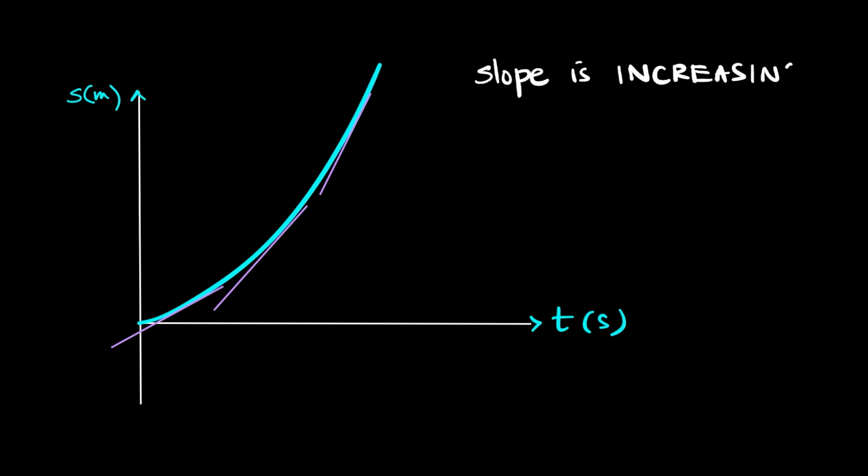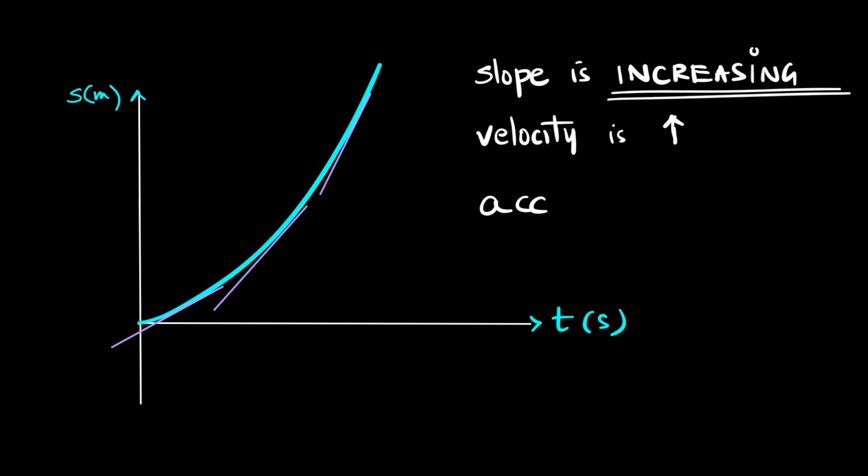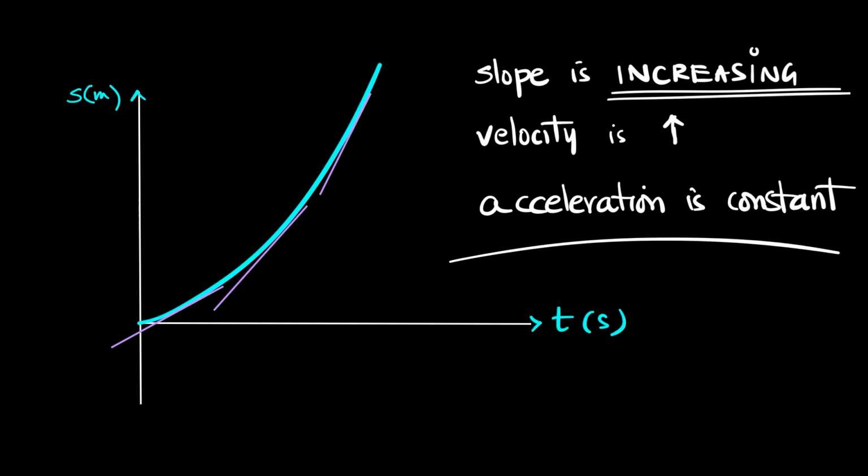What is the slope of a displacement time graph? That is velocity. In other words, velocity is on the rise. Velocity is increasing. In other words, the acceleration is constant. So that is what is represented by this displacement time graph.